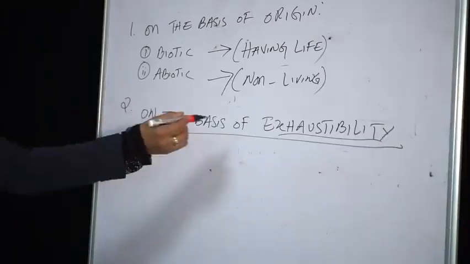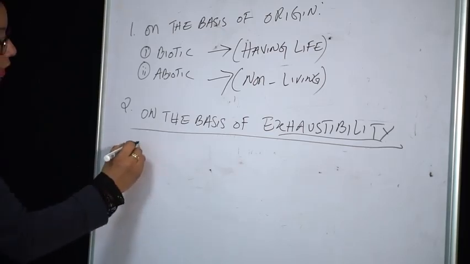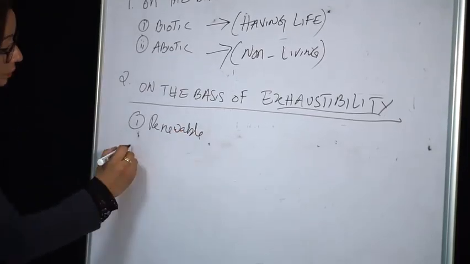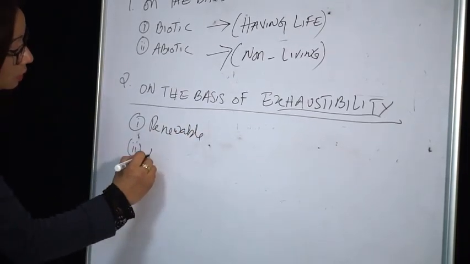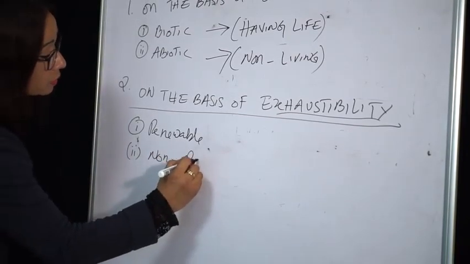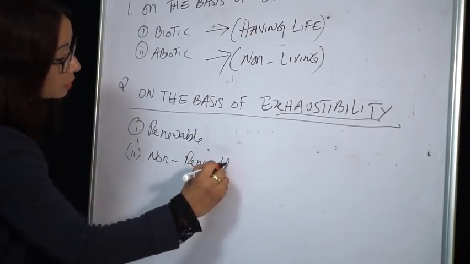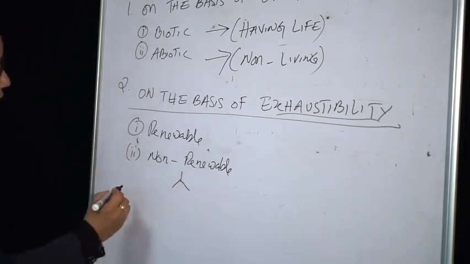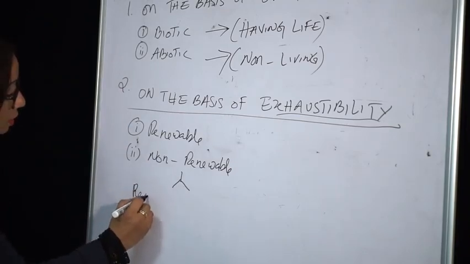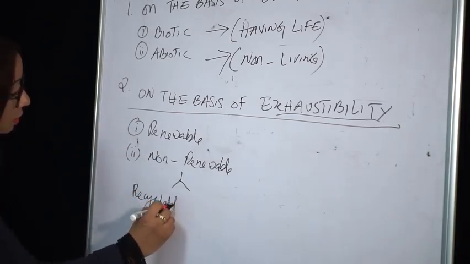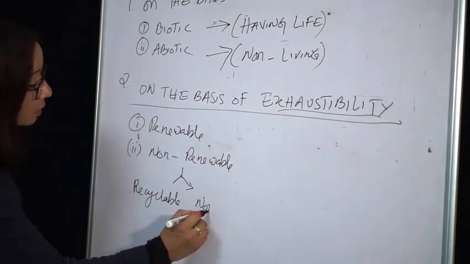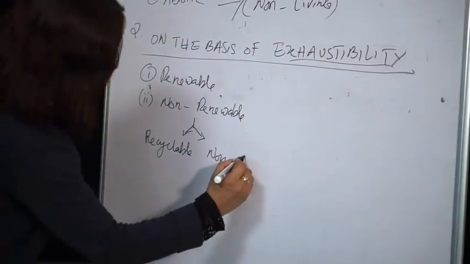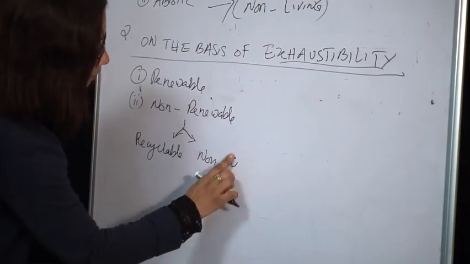So on the basis of exhaustibility, we have renewable and non-renewable. Now under non-renewable, again we have recyclable, and I have shown you this in the classification, the previous topic that I have shown you also, so don't get confused.